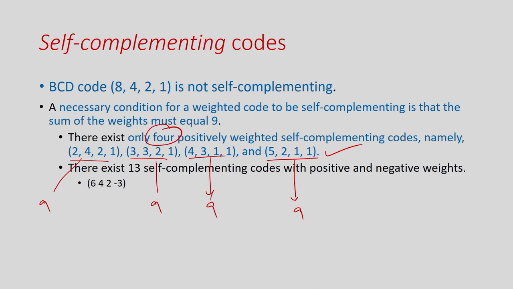Whenever you take negative weights as well, there will be 13 such possibilities. One of them is discussed in this class, and there are 12 others which you can find out, to see which ones also have this property that the summation of the weights is 9. Okay, let us move on. We will now discuss the non-weighted codes.